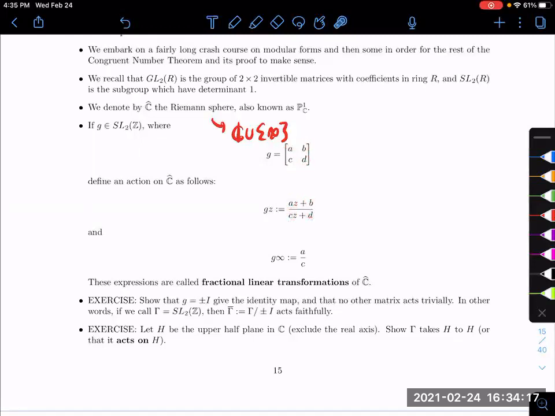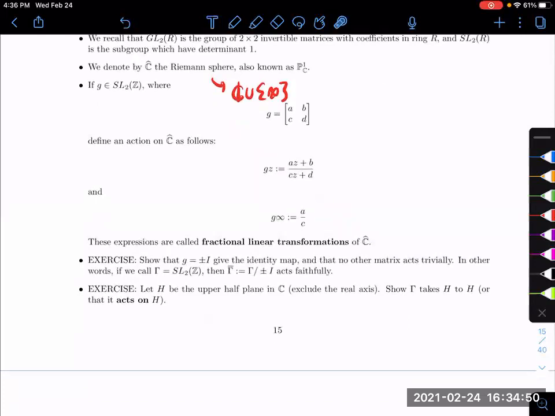Okay. And then this is supposed to be an action on the Riemann sphere, so I have to tell you what is G of infinity, what is G times infinity. G times infinity, borrowing from calculus, in limits, we're just going to define to be A over C. You can think about taking a limit as Z goes to infinity here. These expressions are called fractional linear transformations of the Riemann sphere. For obvious reasons, they are fractions of linear maps, right?